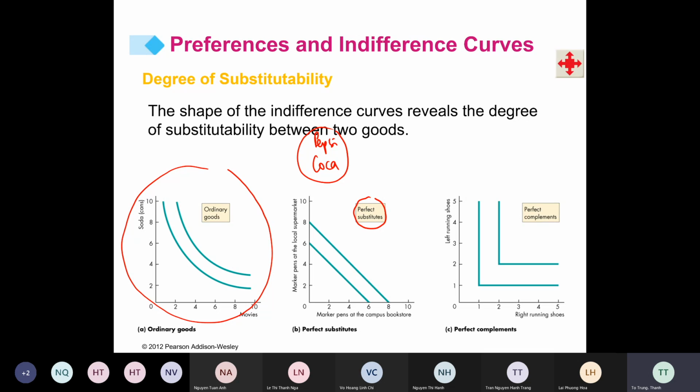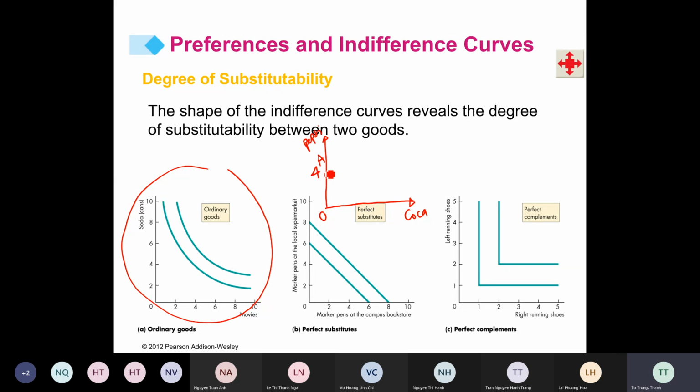So what should be the shape of the indifference curve when two goods are perfect substitutes? What we do is very simple. Let's say I draw two axes. One is Coca on the horizontal axis and Pepsi on the vertical axis. And I get 1 point, right? So let's say I have 4 Pepsi. This is one combination of goods, point A.